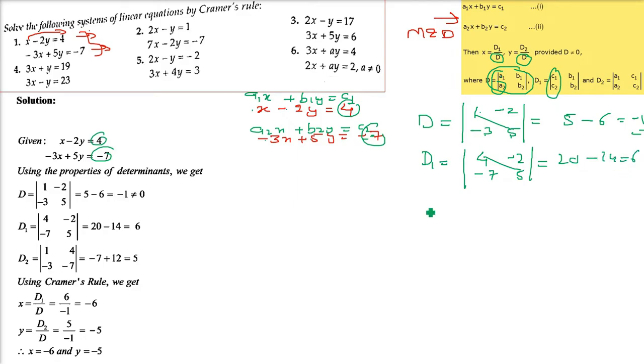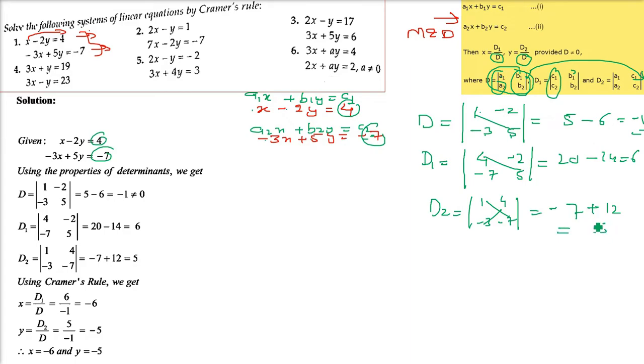Now coming to D2. The first column will remain the same because we are interested in y. So the second column has to be replaced by c1, c2, that is 4 and negative 7. So 1 and minus 3 remain like that, and we put 4 and minus 7 here. It will be negative 7 plus 12, so it is going to be 5.